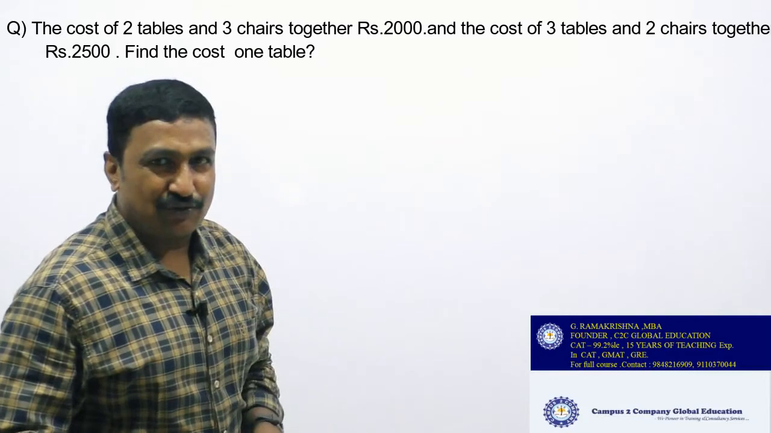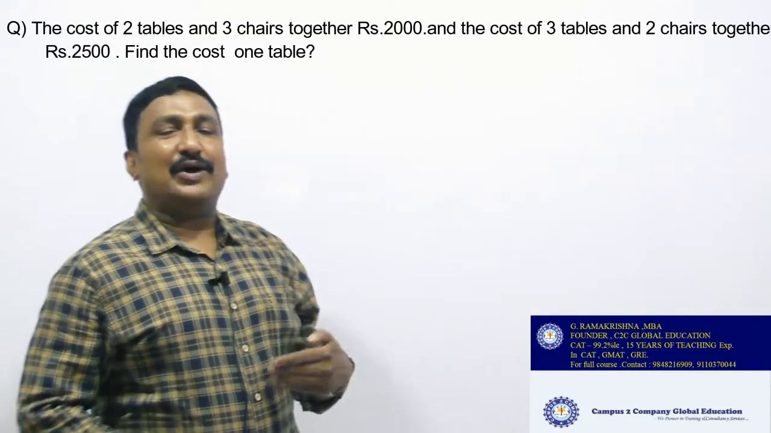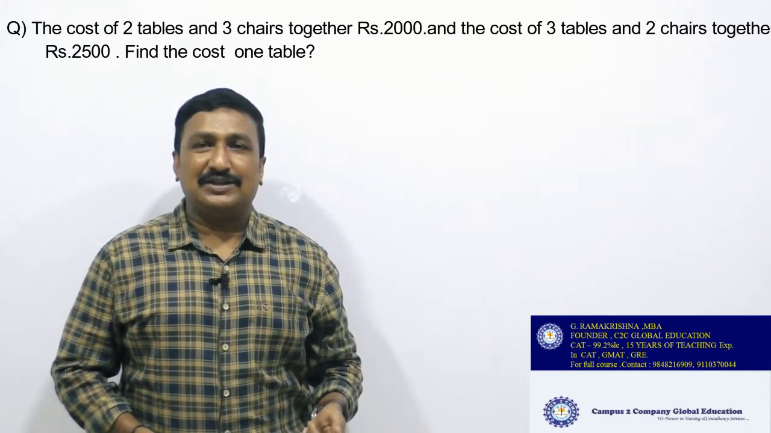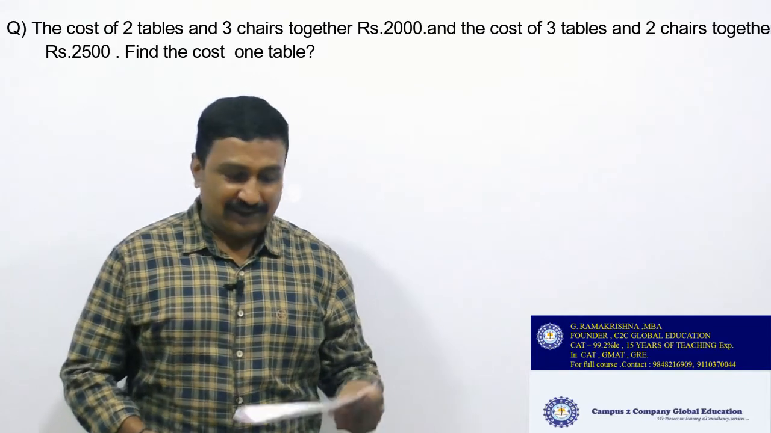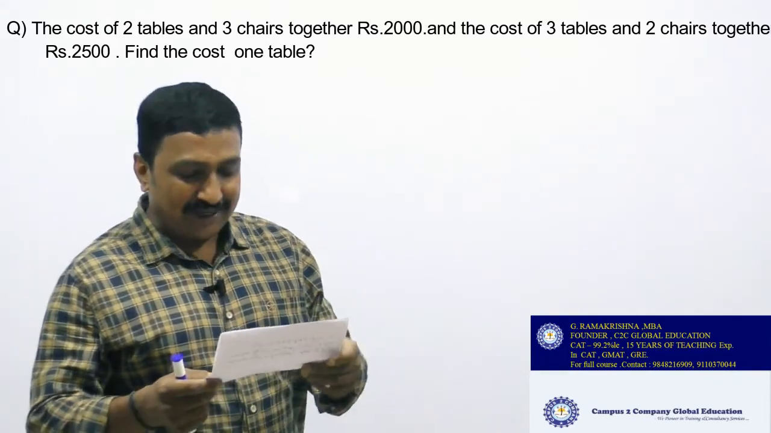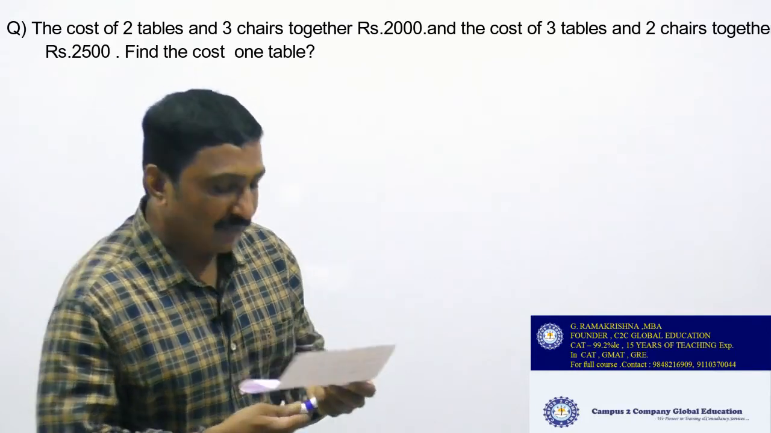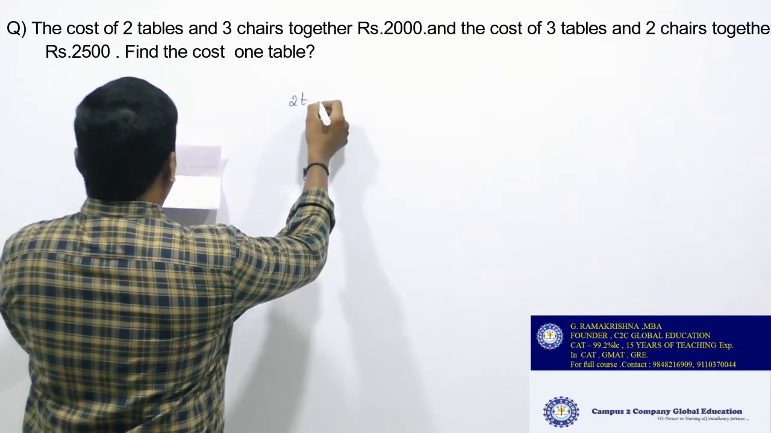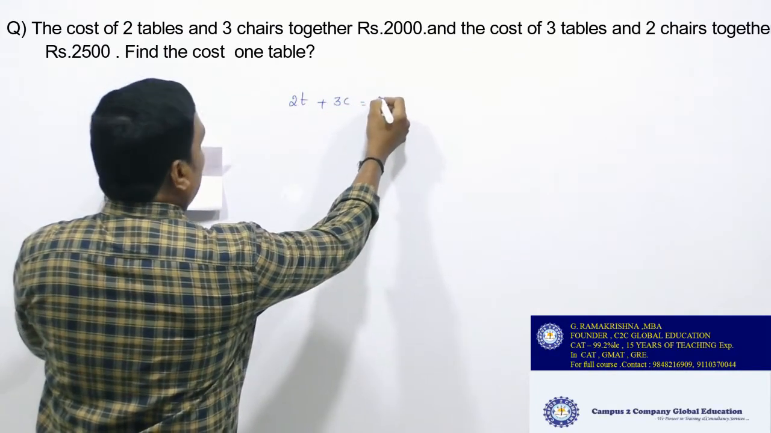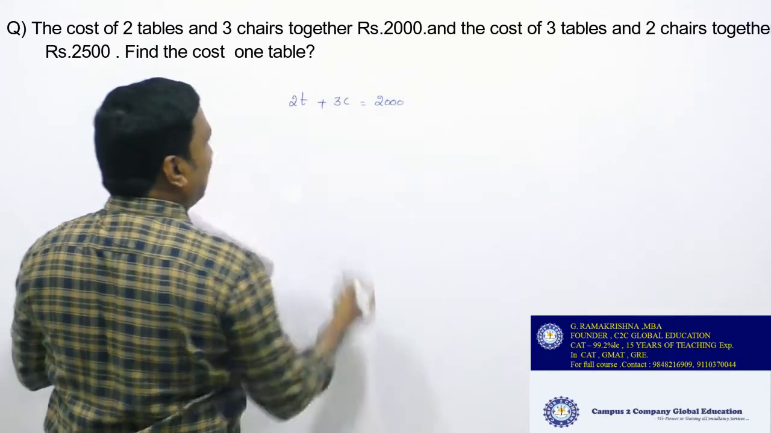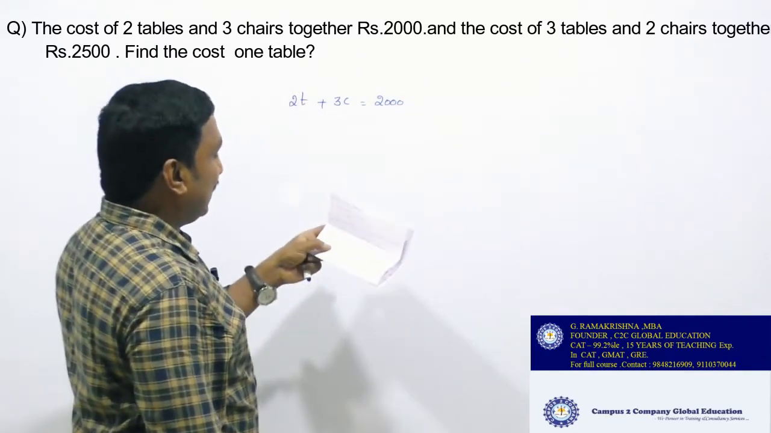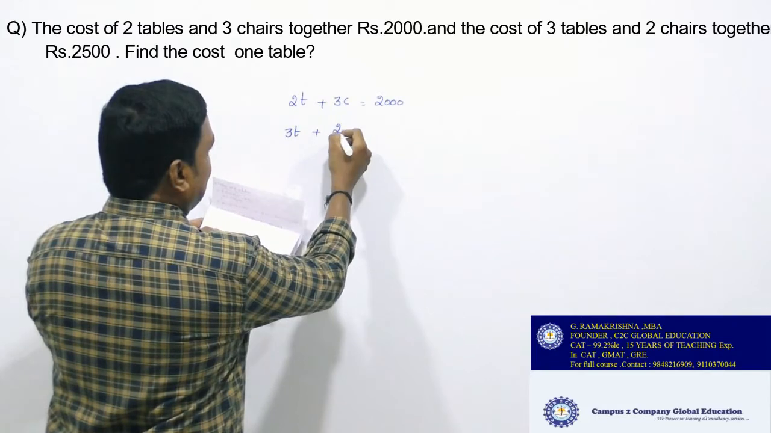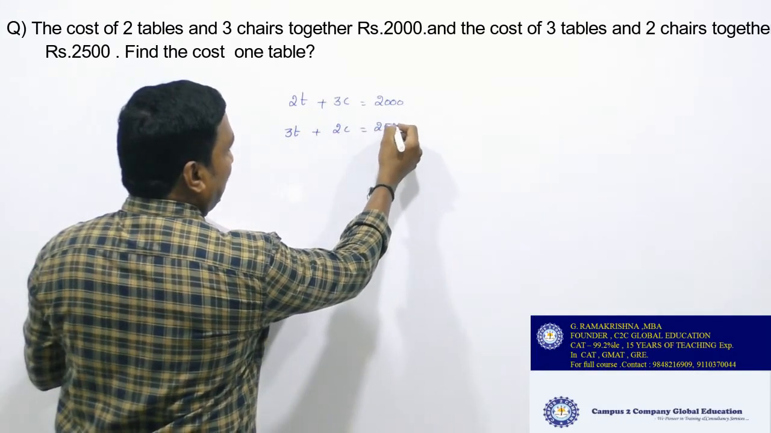So it is a basic question, friends, on how to solve the equations. When you are writing the equations, don't write in terms of x and y. Write the equations starting with their letters, right? Here there are two variables, one is the table, the other one is the chair. The first equation gives two tables plus three chairs together 2000 rupees. This is the first equation, friends. And the second equation, the cost of three tables and two chairs together 2500 rupees.